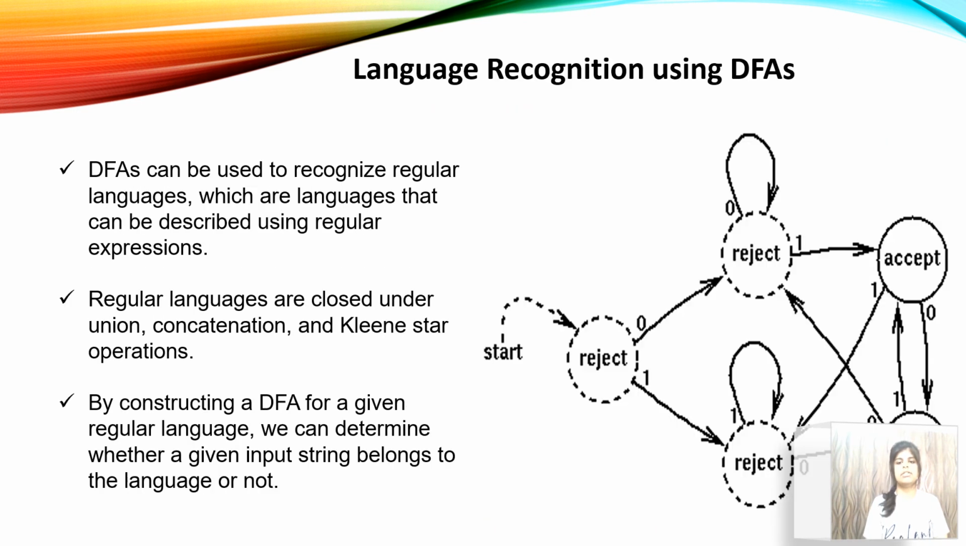Language recognition using DFAs. DFAs can be used to recognize regular languages, which are languages that can be described using regular expressions. Regular languages are closed under union, concatenation, and Kleene star operations. By constructing a DFA for a given regular language, we can determine whether a given input string belongs to the language or not.